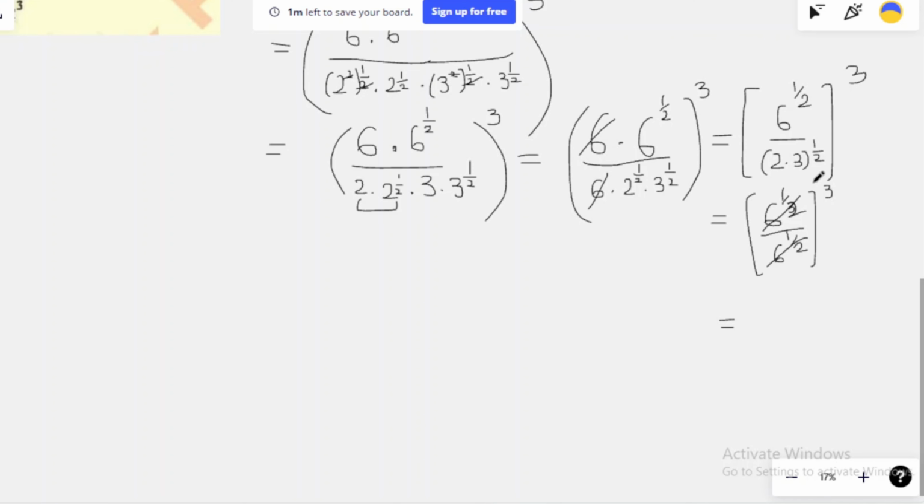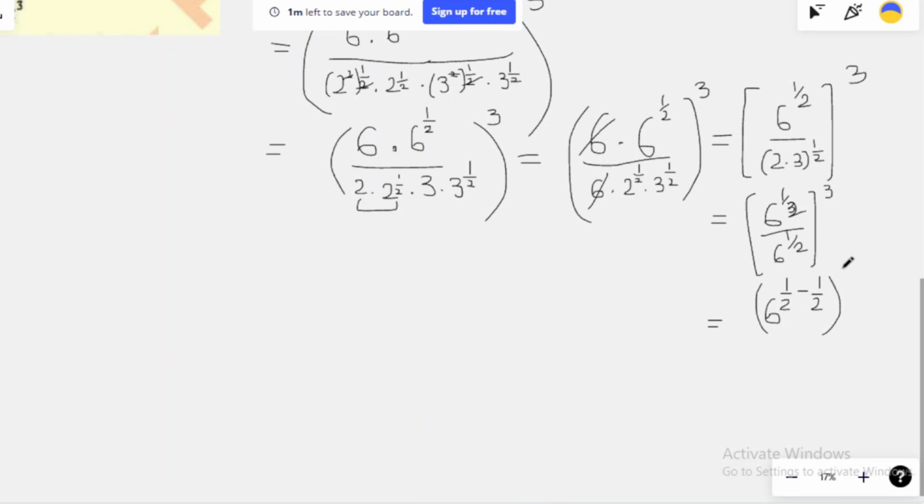Or what you can do, you can apply the rule of exponents if you want. So let us apply the rule of exponents. We do know bases are similar, powers are being divided, so powers are going to be subtracted. 1 by 2 minus 1 over 2, and this whole thing is raised to the power 3.